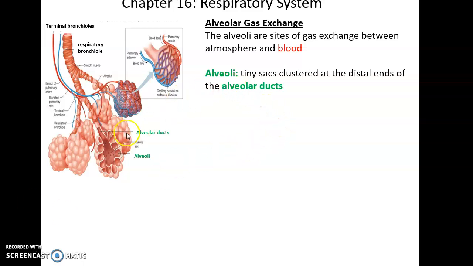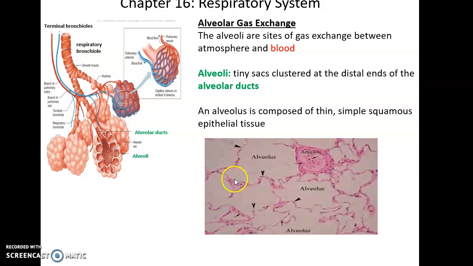So again, the alveoli are tiny little sacs that are clustered in structures called alveolar sacs that are at the end of alveolar ducts. And they are super thin. They are simple squamous epithelial tissue. So look how super thin that is. And all that space is where the air will be.